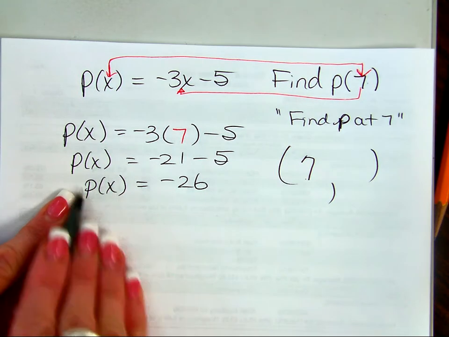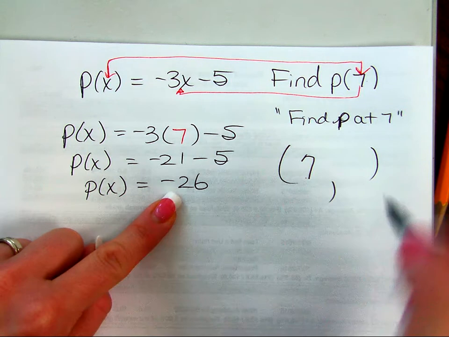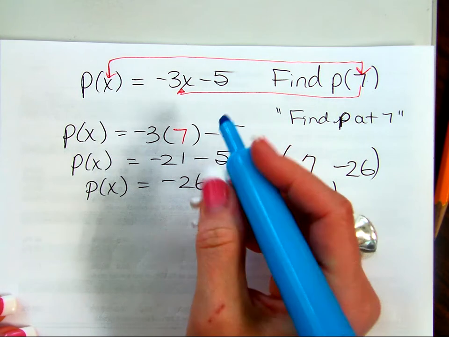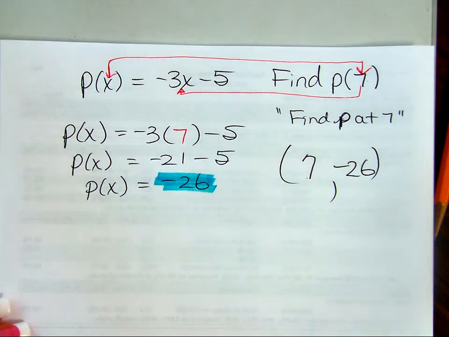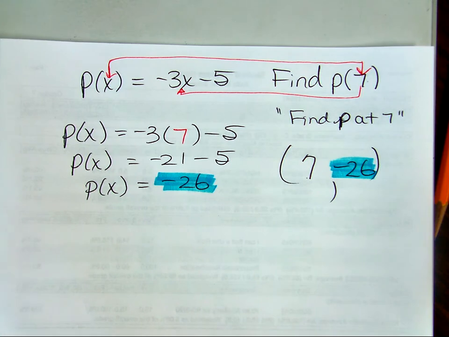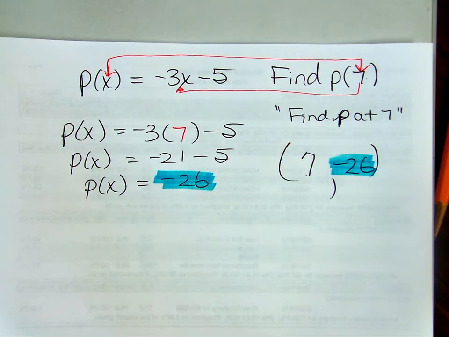And my P of X, which is really Y, is negative 26. So in the answer key, you solved to find negative 26, which is the Y. Then this is going to be highlighted in the answers because I want your answer to look as that ordered pair. Got it? Okay, because we need to do a couple more. All right.